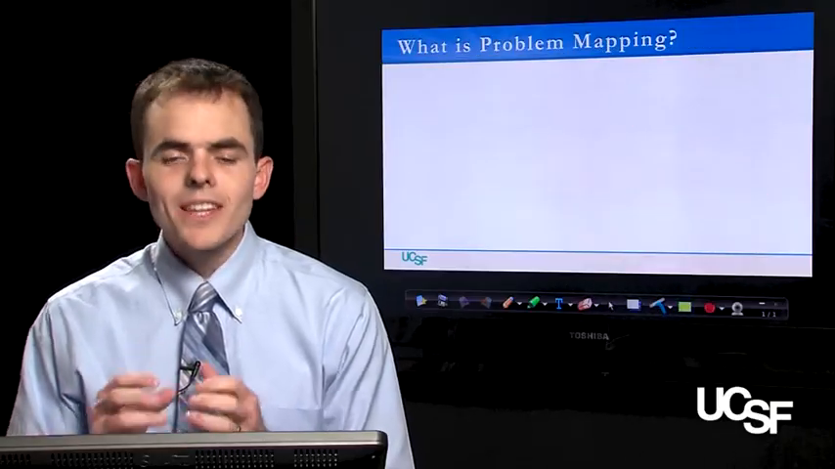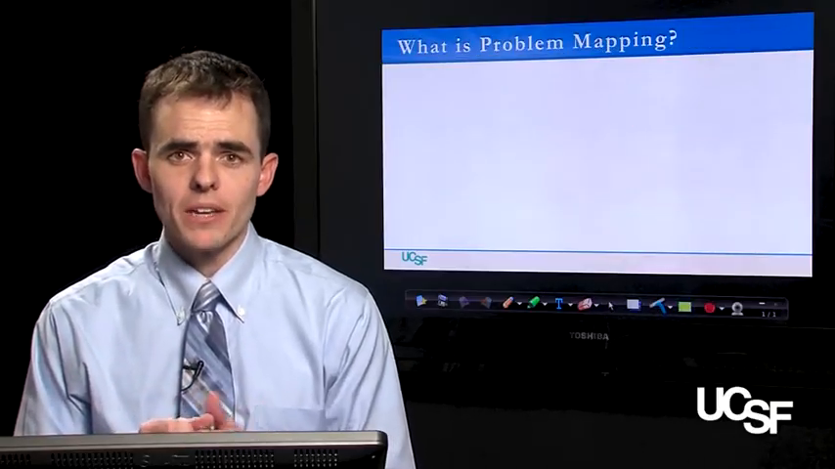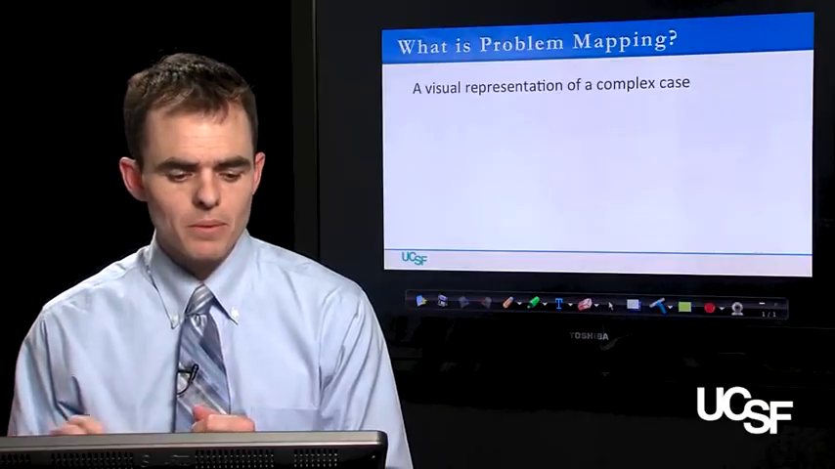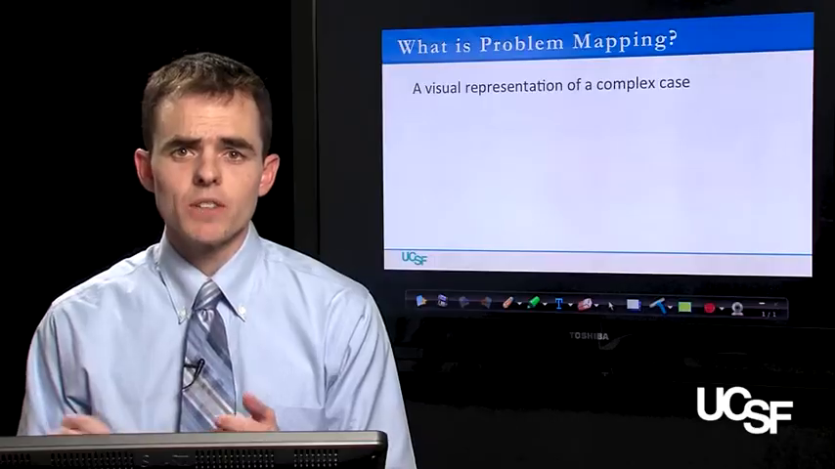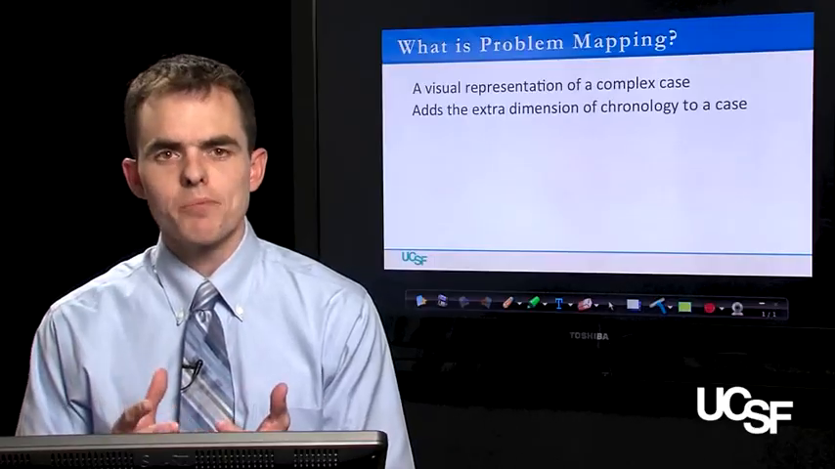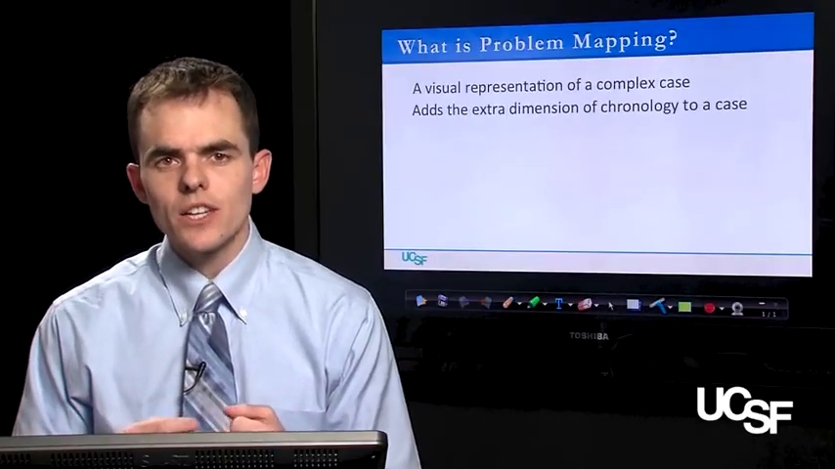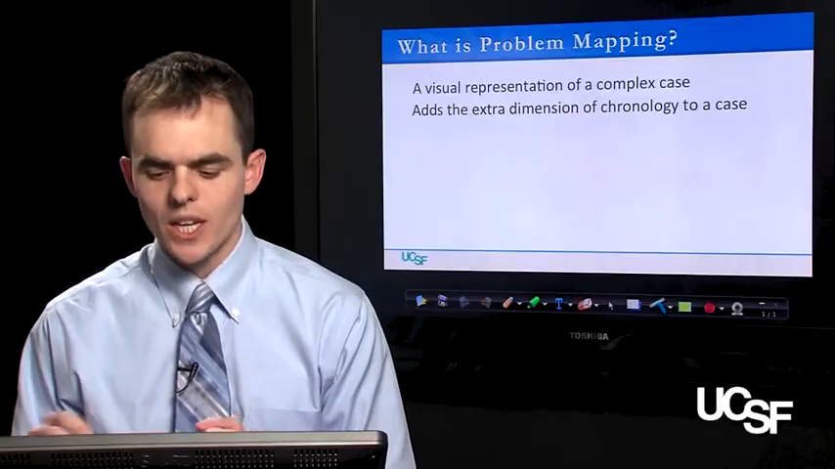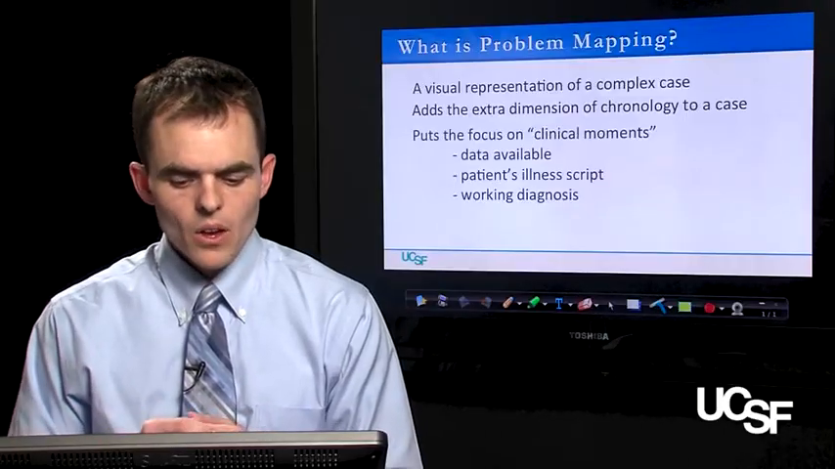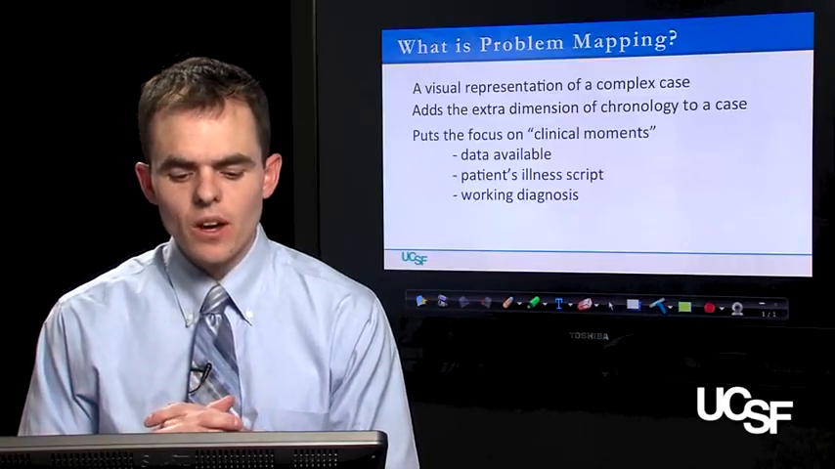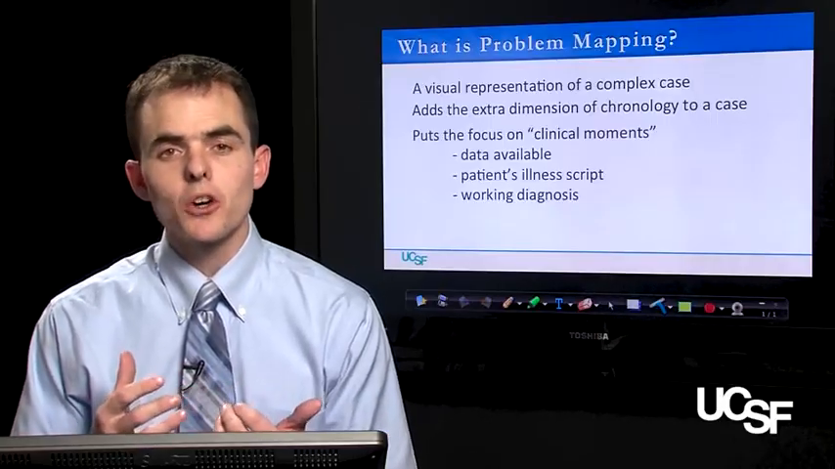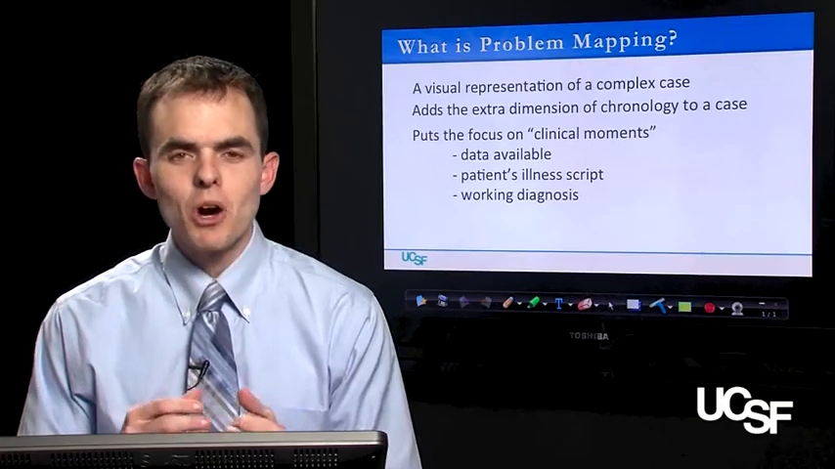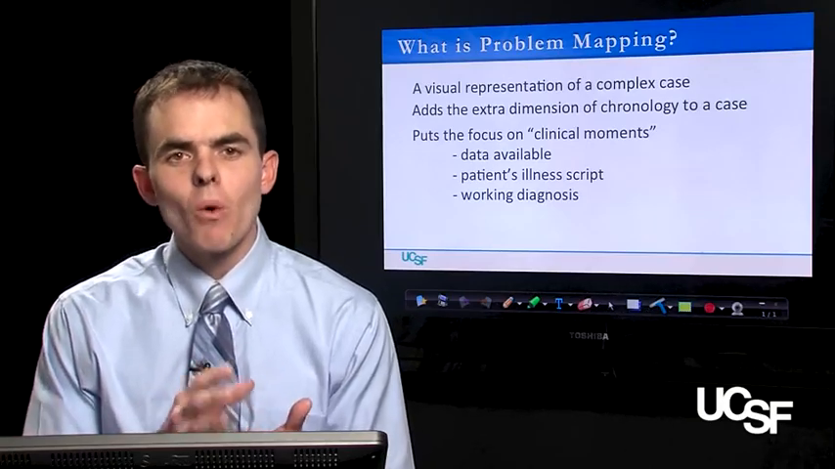So I think this is where problem mapping can come in. So what is problem mapping? Well, it's a visual representation of a complex case, and what it really brings is added attention to the extra dimension of chronology in a case. What it does is put focus on what I call clinical moments. And a clinical moment is the data available at some point in time.